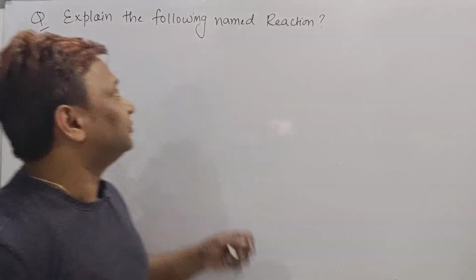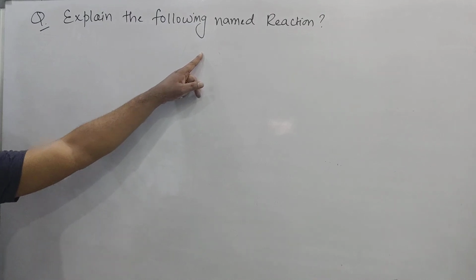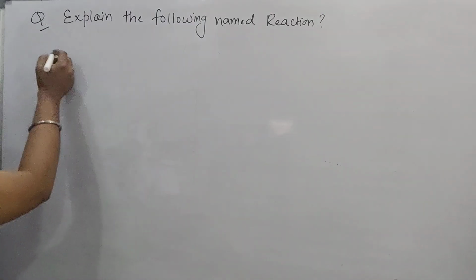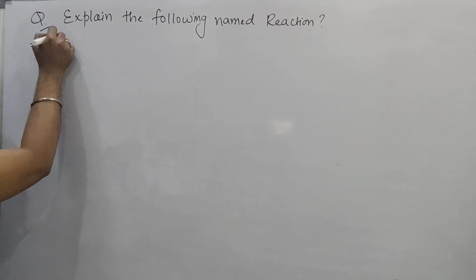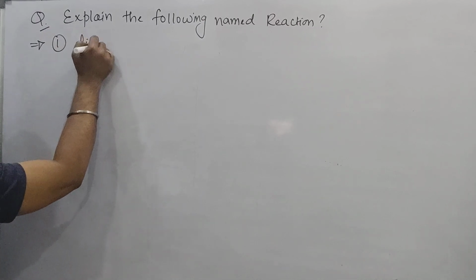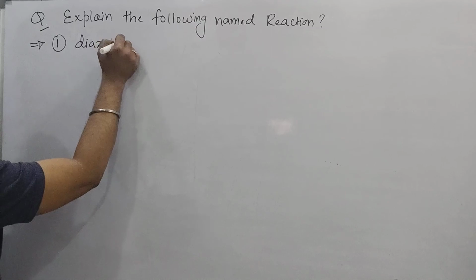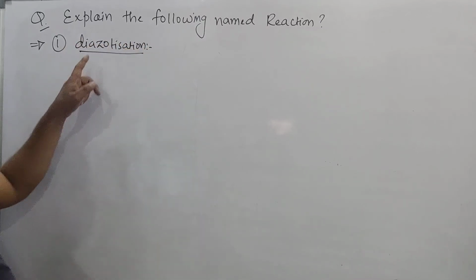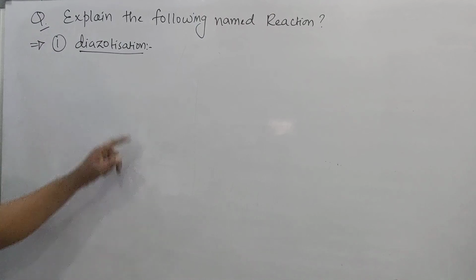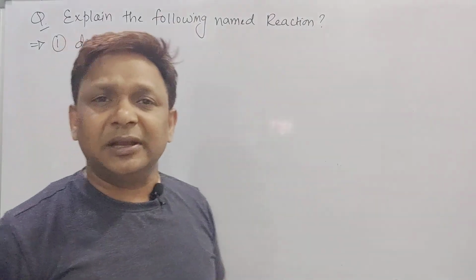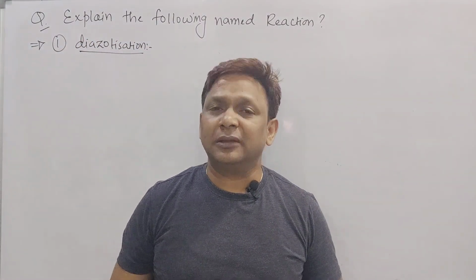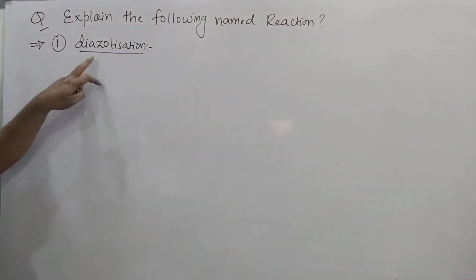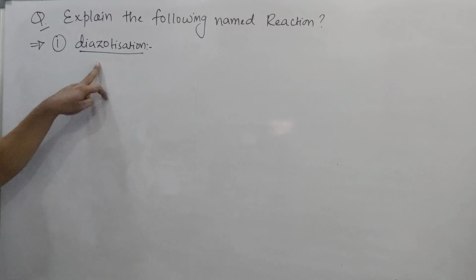So today in this class, the name reaction I am going to explain is called the diazotization reaction. With the help of this reaction, we are going to prepare benzene diazonium chloride. And what is the reactant we require for that? That is aniline. So in diazotization, we require aniline.